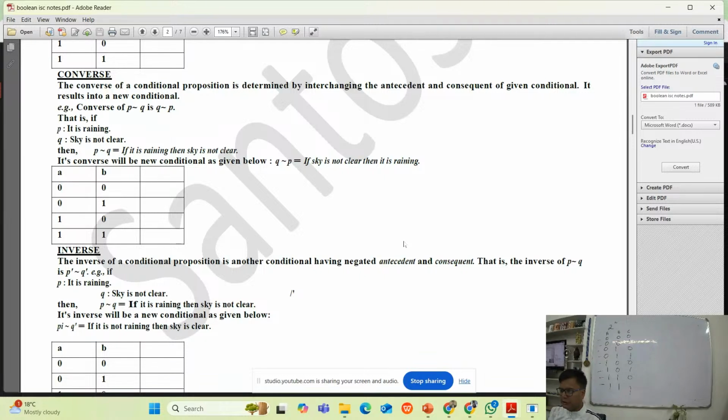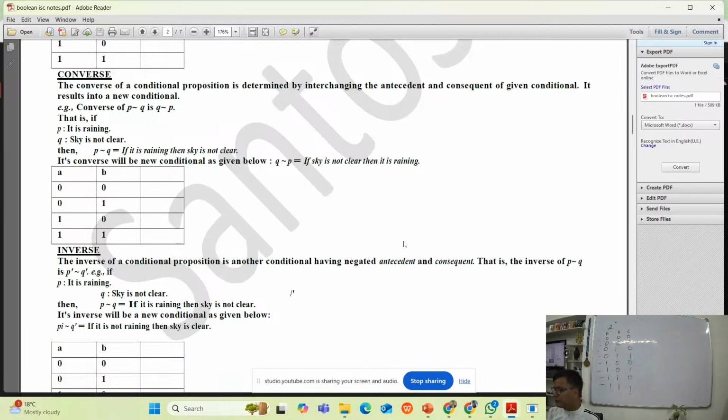If the statement was: it is raining and sky is not clear, A implies B, that is, if it is raining then sky is not clear. What will be its converse? If sky is not clear then it is raining. So the converse of A implies B will be B implies A. I hope this is clear.